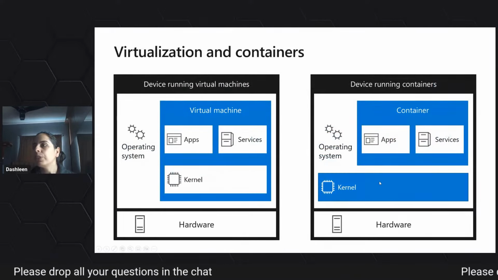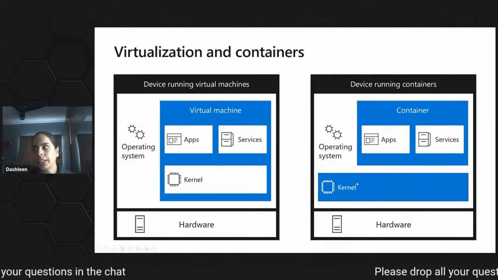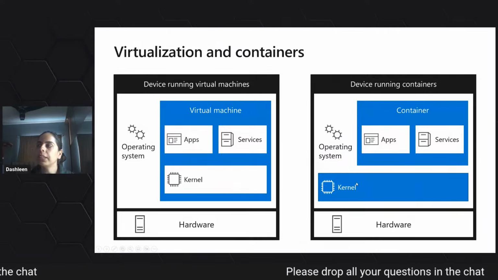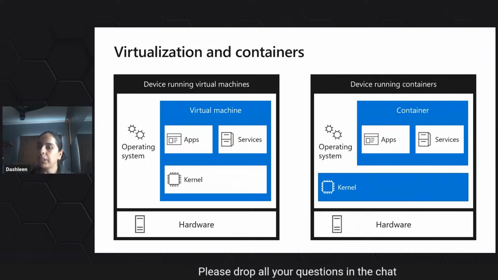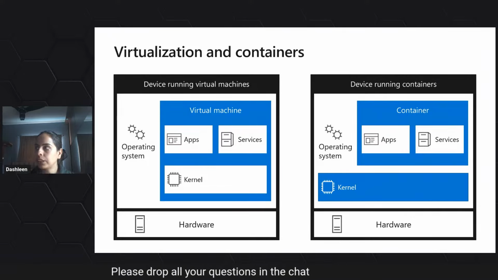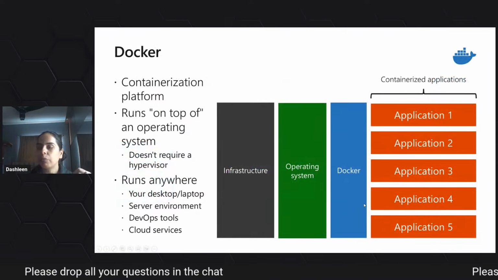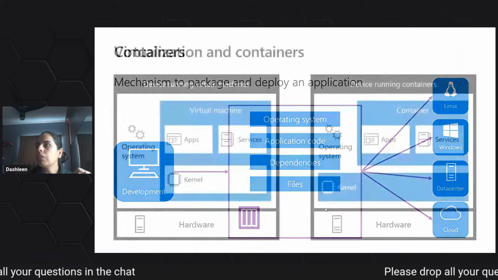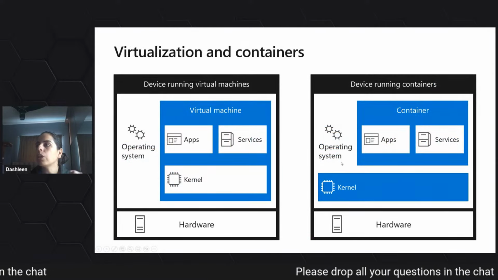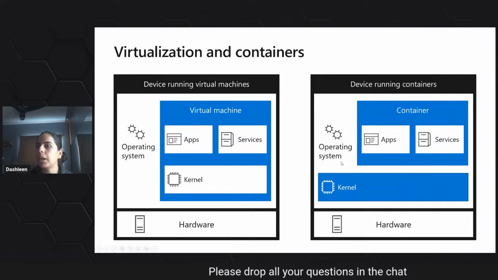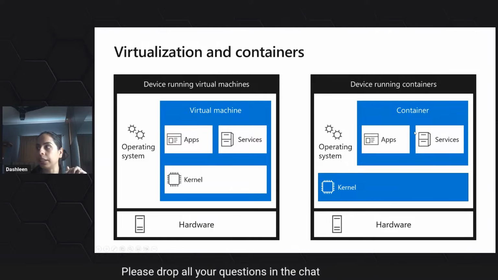So if you see over here, the kernel sits outside the container. What we do is we create the application and the dependencies. We package them inside the container. What we are not doing, when we are creating containers, is copying the entire operating system and its kernel files into this container.